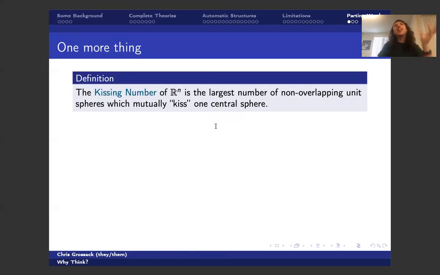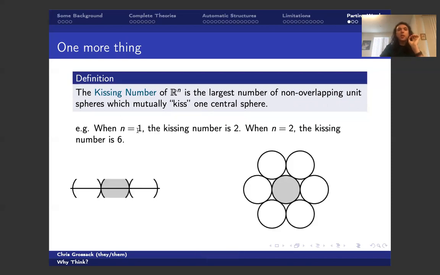One last parting note: let's define the kissing number in R^n. This is the largest number of non-overlapping unit spheres which mutually kiss one central sphere. For instance, when n equals 1, the kissing number is 2, because there's no way you can put more than 2 unit spheres kissing the central sphere. When n equals 2, the kissing number is 6. You can pack 6 spheres, all of which kiss a central sphere.